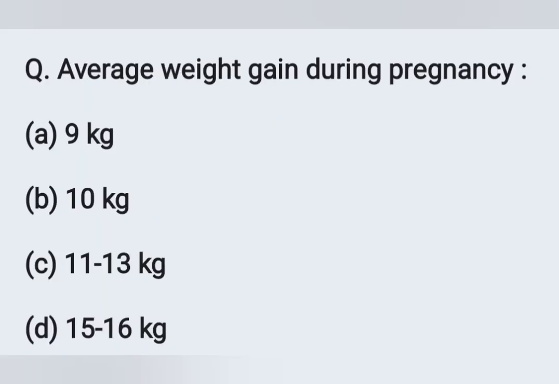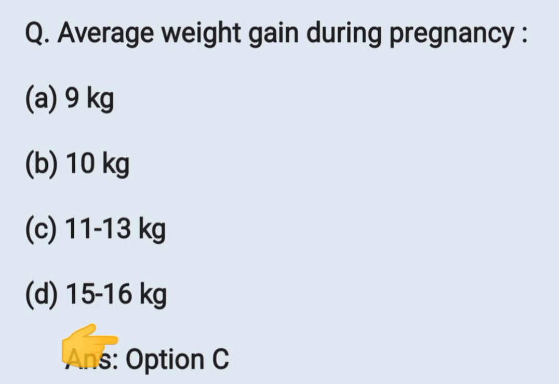Move on to the next question. Average weight gain during pregnancy is, options. Option A 9 kg, option B 10 kg, option C 11 to 13 kg, option D 15 to 16 kg. The question is average weight gain during pregnancy. It is between 11 to 13 kg. Suppose the question is normal weight gain during pregnancy, in our options 11 is there, so that will be the correct answer. Here the correct answer is option C.